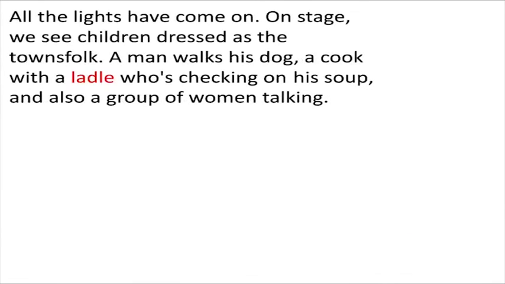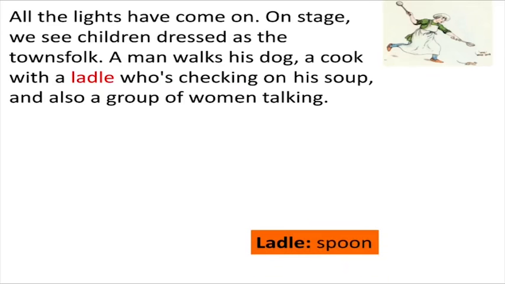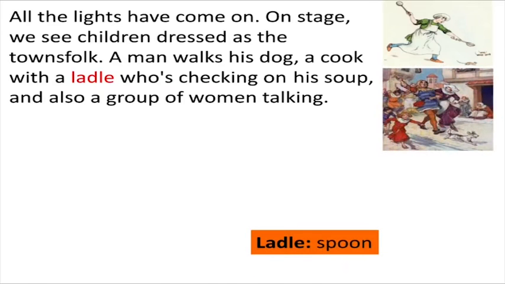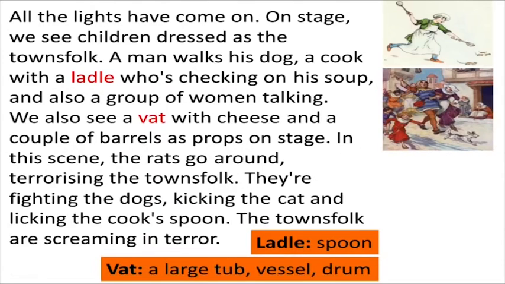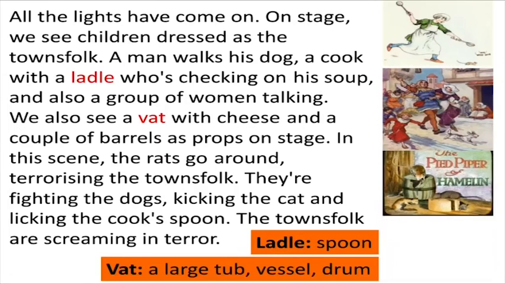All the lights have come on. On stage, we see children dressed as the townsfolk. A man walks his dog. A cook with a ladle. Ladle means a spoon with which we cook vegetables. Who's checking on his soup, and also a group of women talking. We also see a vat. Vat means a large tub or vessel or drum with cheese and a couple of barrels as props on stage.